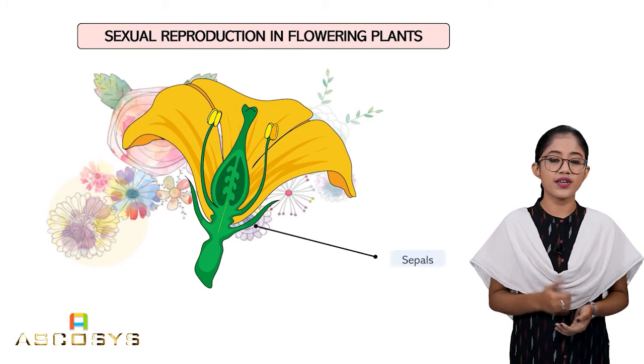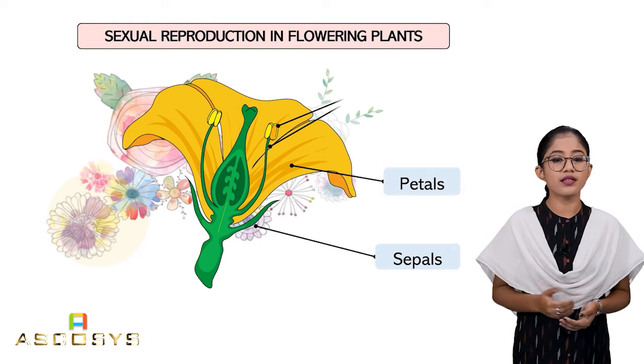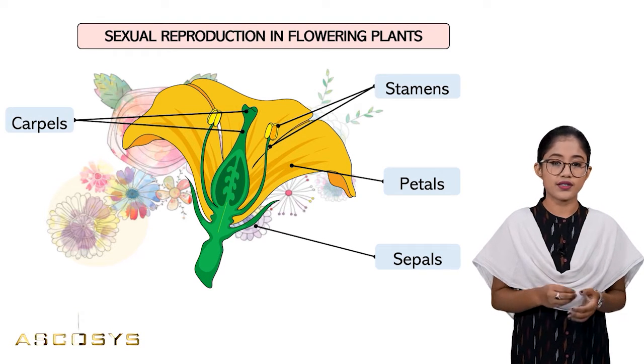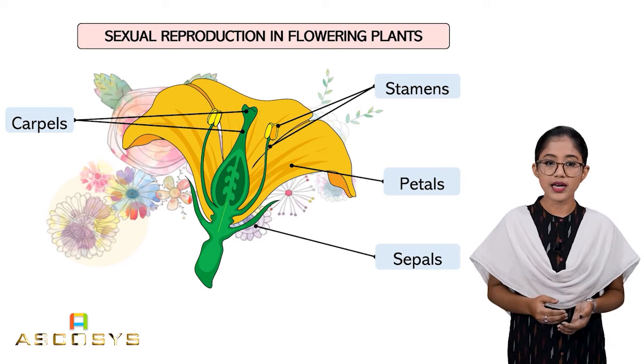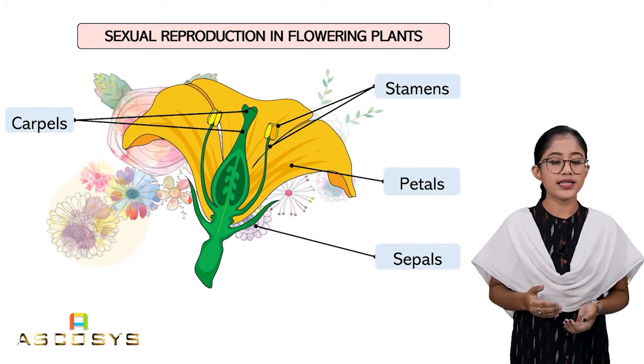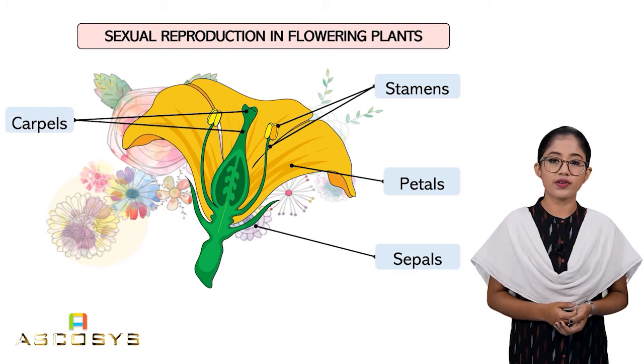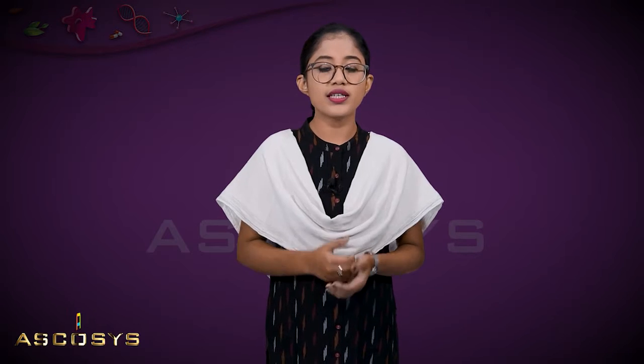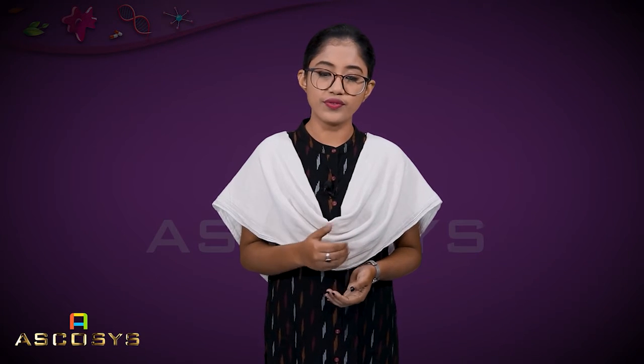So this is the figure of flower. You can see here the first part is the petals. Next there are some tiny leaf-like structures that are called as the sepals. Then there is the pistil, that is the female reproductive part of the flower, and the male reproductive part, that is the stamen. So this is the longitudinal section of the flower.